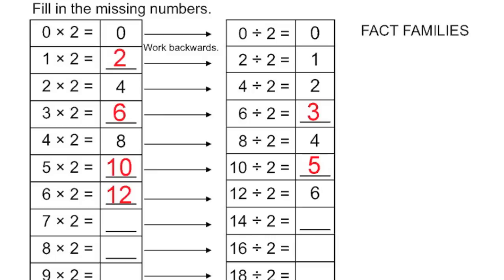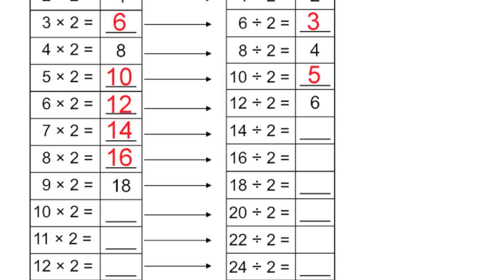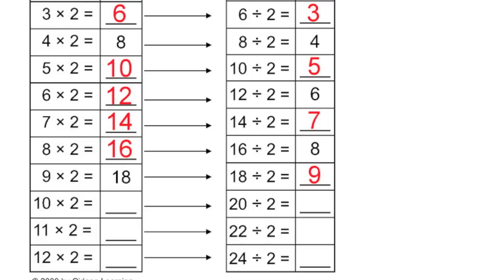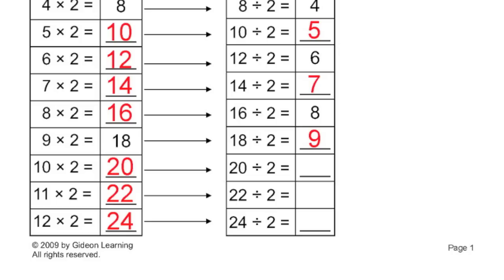7 times 2 is 14. 8 times 2 is 16. 9 times 2 is 18. So then 14 divided by 2 is going to be 7. 16 divided by 2 is going to be 8. And 18 divided by 2 is going to be 9. To finish it off, we have 10, 11, and 12. So 10 times 2 is 20. 11 times 2 is 22. 12 times 2 is equal to 24. And going backwards, 20 divided by 2 is equal to 10. 22 divided by 2 is equal to 11. And 24 divided by 2 is equal to 12.